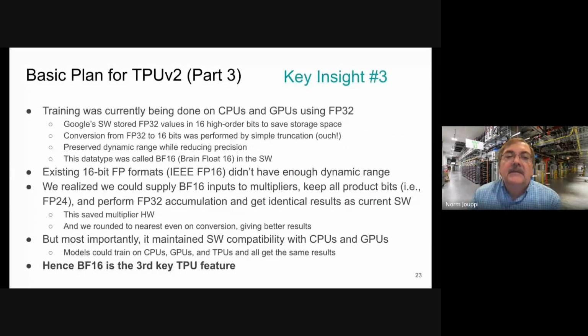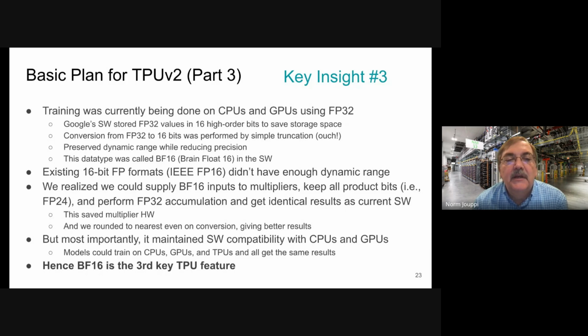A third key insight, and really important for early adoption, was that training was currently being done on CPUs and GPUs using FP32. But Google's software infrastructure was basically truncating the FP32 values for storage to 16-bit values. And as someone who knows about numerics, that was a shocking thing, but it seemed to work for them.